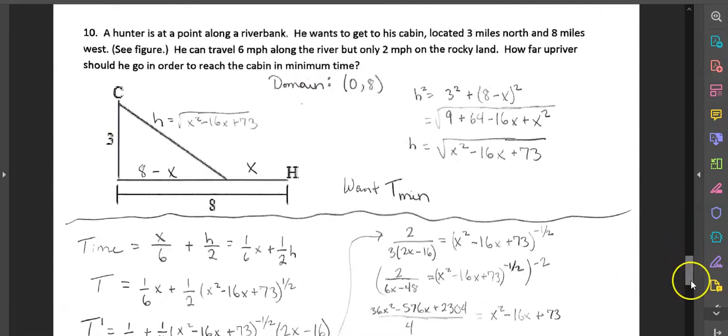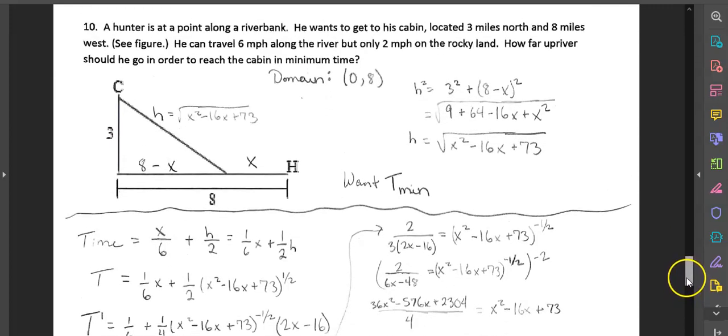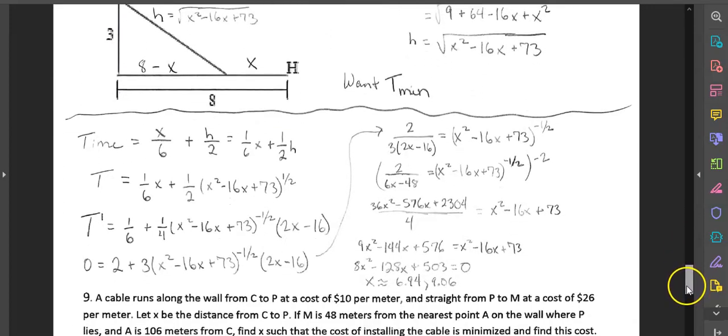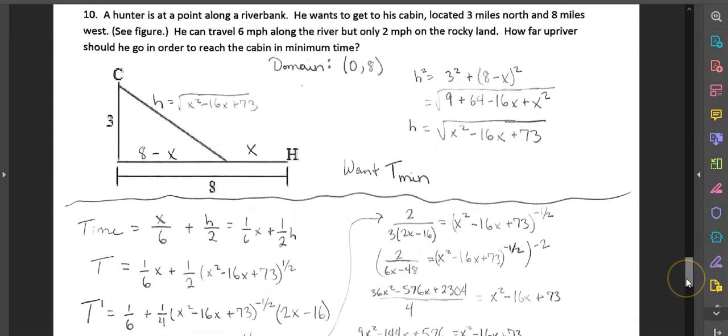All right, so looking at number 10, before we move on to number 9, I found number 9 to be much more involved. So before we get to number 9, I wanted to do number 10 first. So number 10, you have a hunter at a point along a riverbank. He wants to get to his cabin, which is located 3 miles north and 8 miles west. He can travel at 6 miles per hour along the river, but only 2 miles per hour on rocky land. So he'll have to cut through the rocky land to get to his cabin. How far upriver should he go in order to reach the cabin in minimum time?